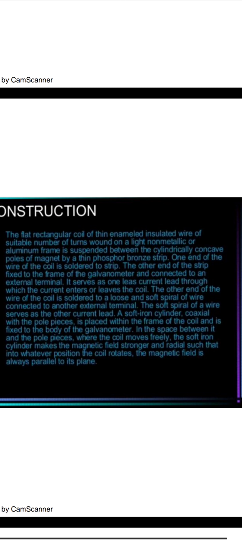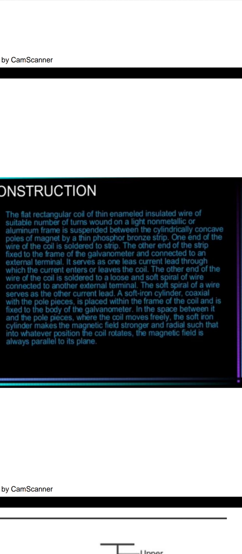Now this wound copper wire, the enameled insulated wire, is suspended between the concave poles of the magnet, and a thin phosphor bronze strip will be used here. The phosphor bronze strip will be used to suspend that rectangular loop of insulated copper wire with a suitable number of turns. Now one end of the wire of the coil is soldered to the strip, and the other end is fixed to the galvanometer and connected to the external terminal, outwards, which cannot be seen.